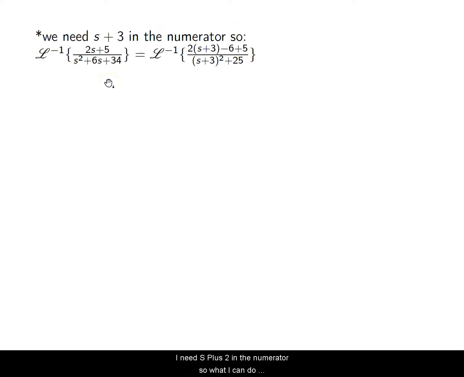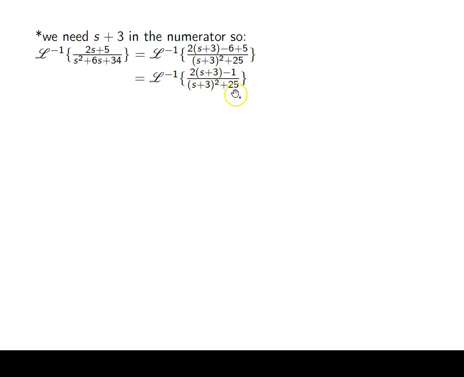So what I can do here is start to move things around just like I did on the bottom. I know 2 times 3 is going to be 6. So if I add 3 inside of this 2 times s and subtract 6, I haven't changed the value. So 2s plus 5. Here I have 2s plus 6, and I'm subtracting 6, so it matches up. So this is just going to give me a -1, obviously. And now I have this. Again, I'm not in the exact form that I want, but I'm getting closer.